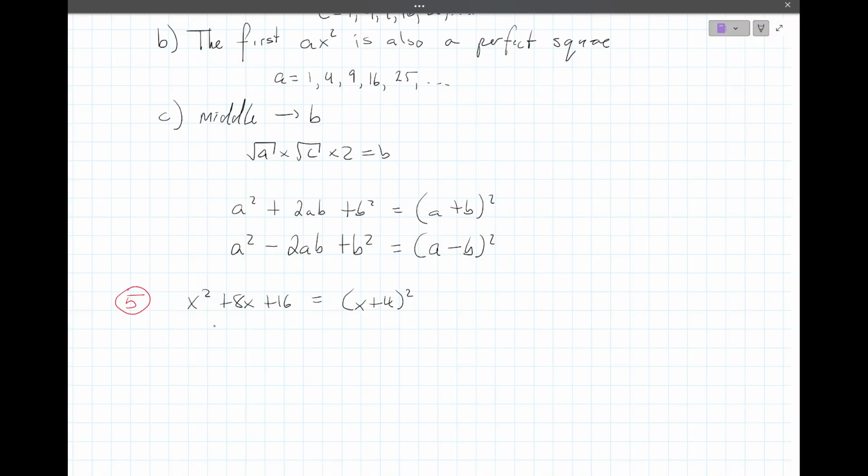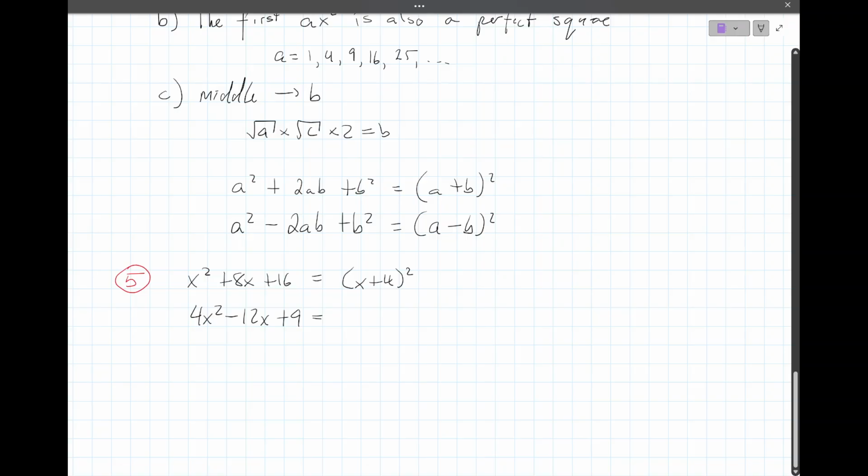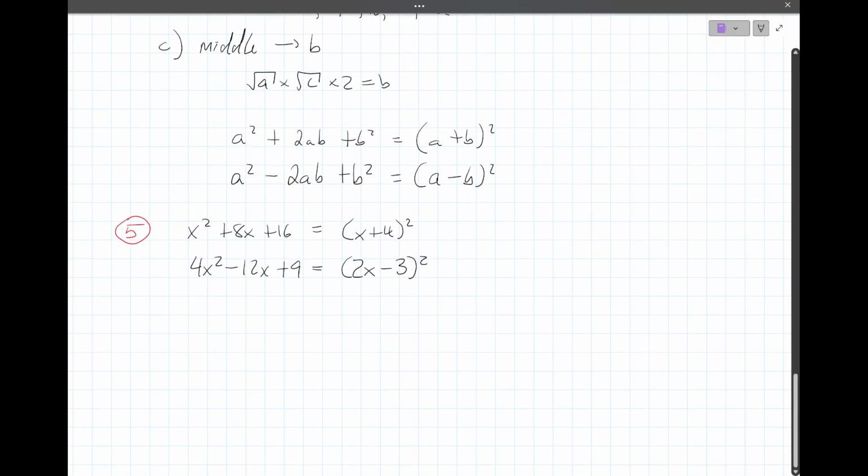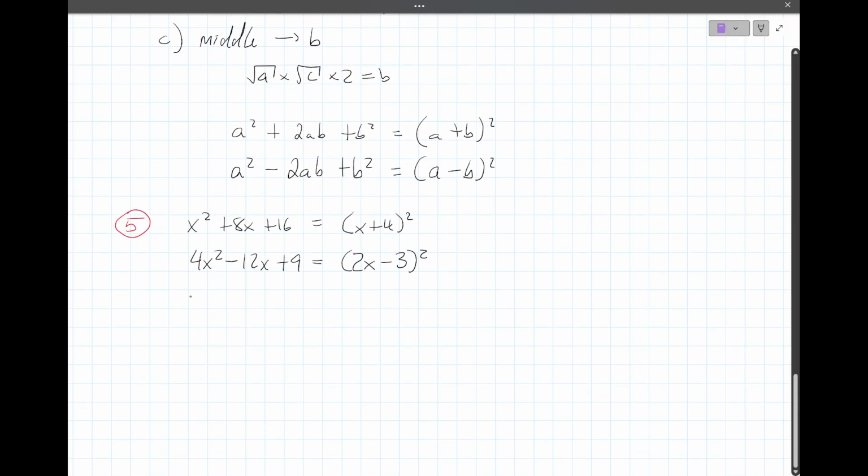If I have 4x squared minus 12x plus 9, the first term, 4x squared, is a square, 2x is the root, and 9 is a square, and it's positive, that's 3. So let's multiply 2 and 3 is 6, 6 times 2 is 12, and I have a negative 12, so I know I'm going to have a negative in the middle. So this is just going to turn out to be (2x minus 3) squared, right? All I'm looking at is just fitting this into the pattern.